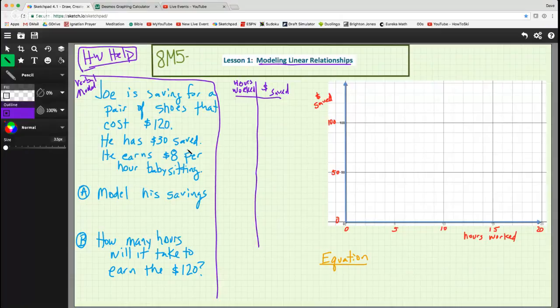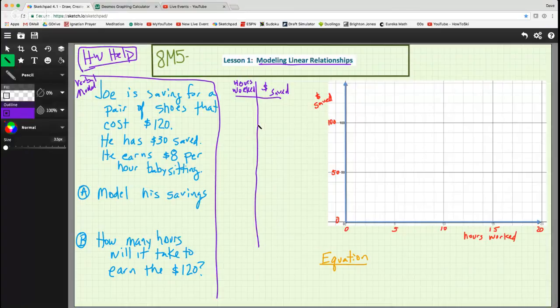So we can do this in one of 3 ways. So let's start with each version, and we won't convert between the 3 of them. We're going to start here with the verbal model and show how you can take the verbal model directly to a T-chart, directly to an equation, and directly to a graph without having to have any intermediate steps. So let's start with this T-chart.